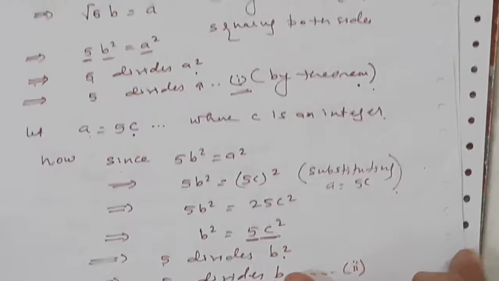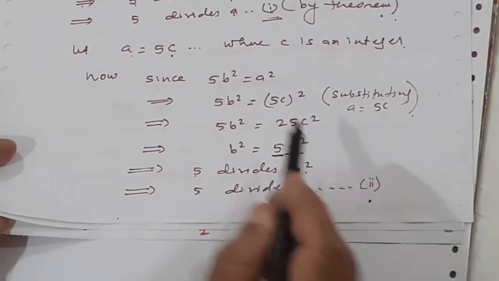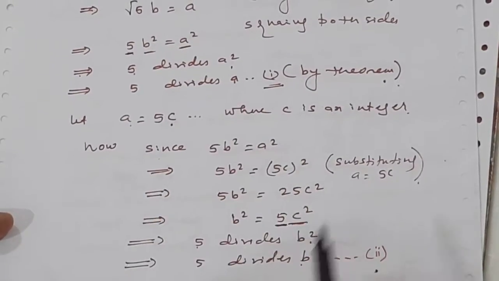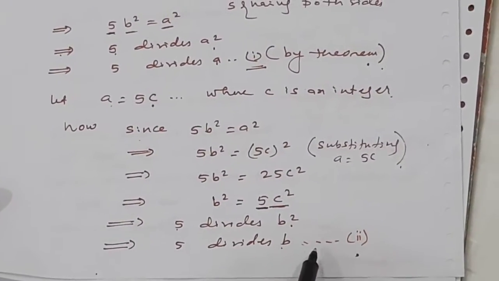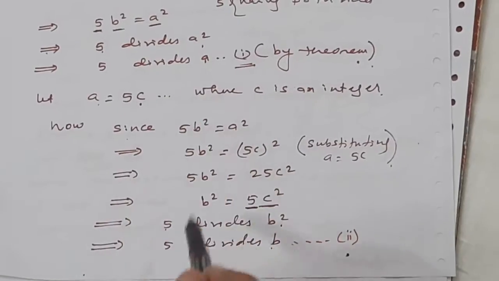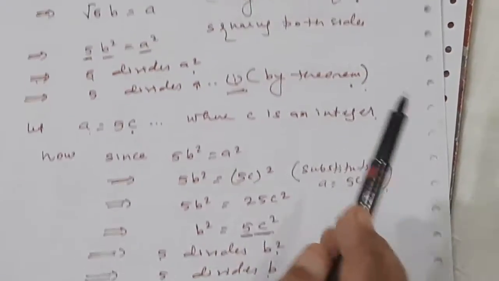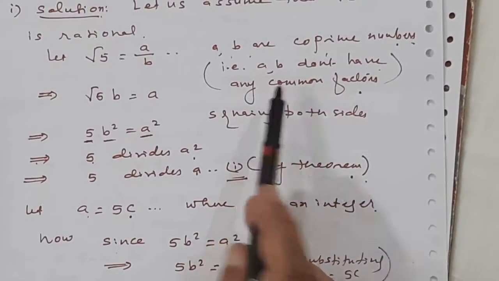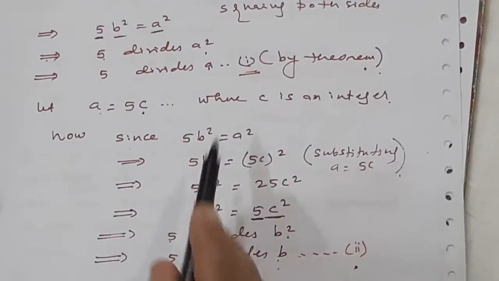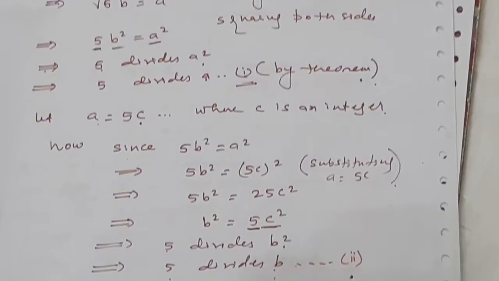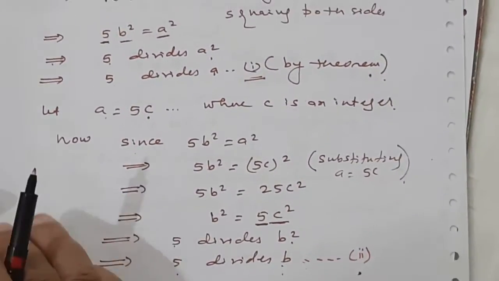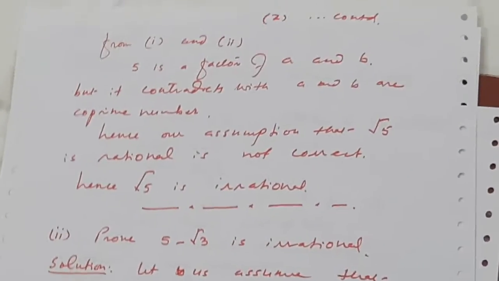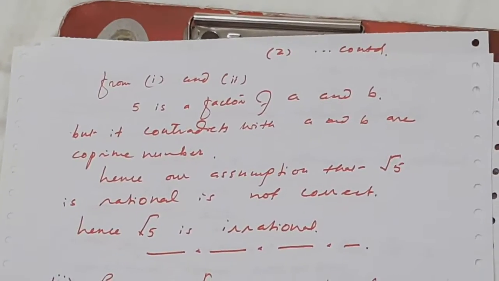You can write like this also. Now this is the second statement. Now what is the first statement? 5 divides a and 5 divides b. This means that 5 is the factor of a and b, which we have already assumed that a and b do not have any common factor. So here what we are getting from first and second statement, 5 is the factor of a and b. So a and b have common factor. So that is not possible.